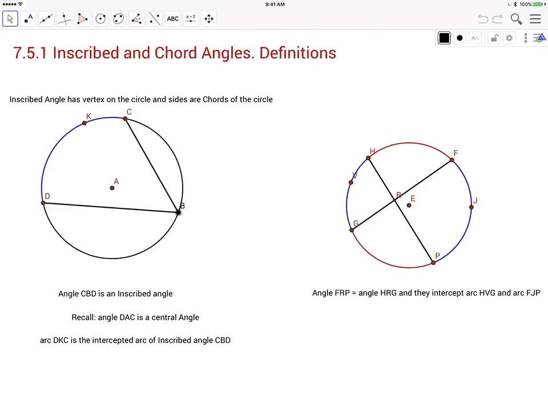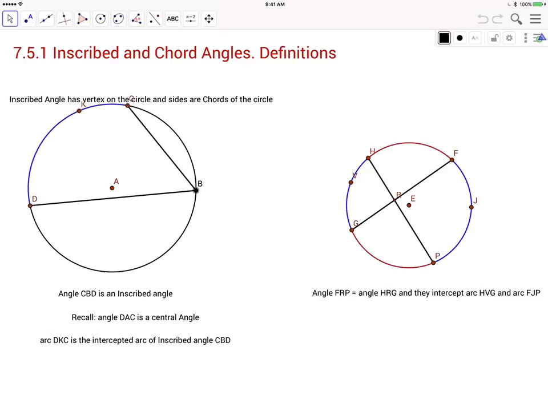Okay, in 7.5, we're going to talk a lot about inscribed angles and what I'm calling chord angles, or angles created by crossing chords, which of course are segments inside a circle. The first one is an introduction. An inscribed angle has a vertex on the circle.